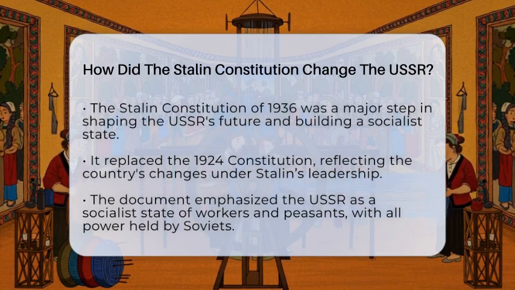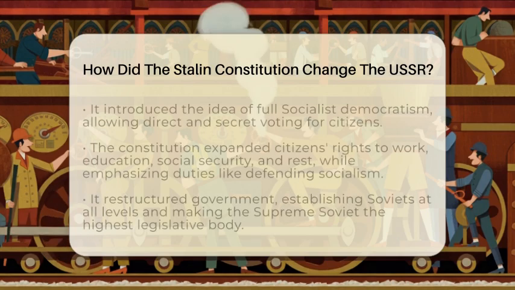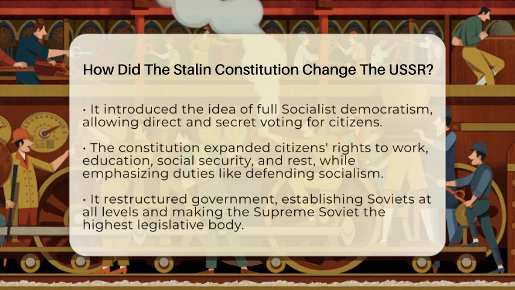One big change was how it talked about democracy. It declared the USSR as a socialist state of workers and peasants. It said all power belonged to the people, represented by Soviets or workers' councils. It introduced the idea of full socialist democratism, meaning everyone could vote directly and secretly. This was meant to show that the working class was in charge, a core idea in communist thinking.